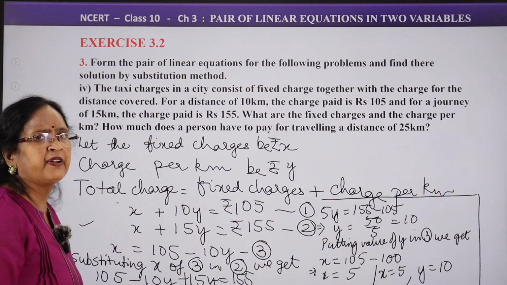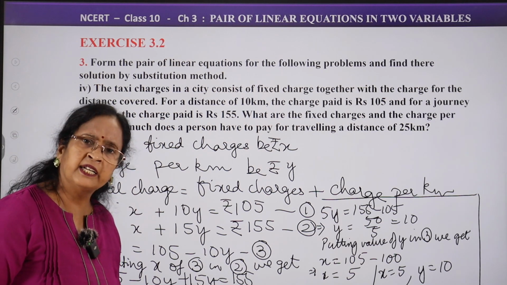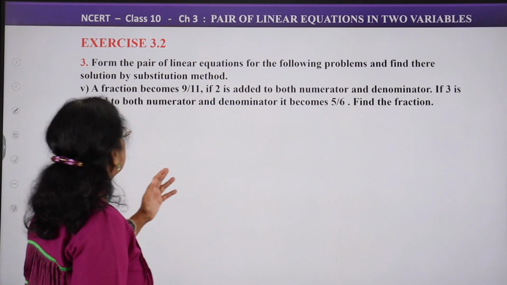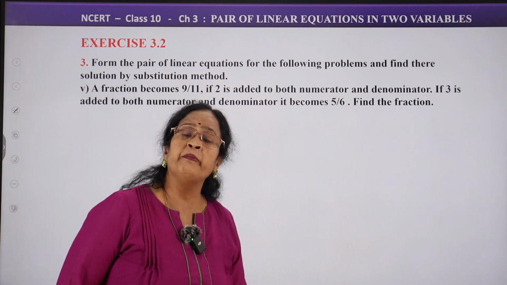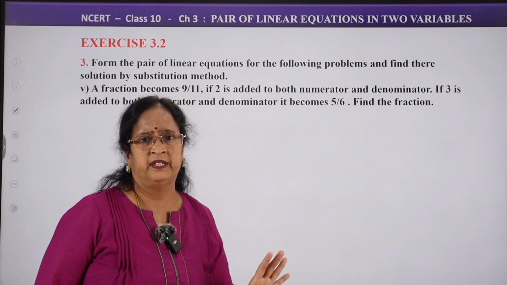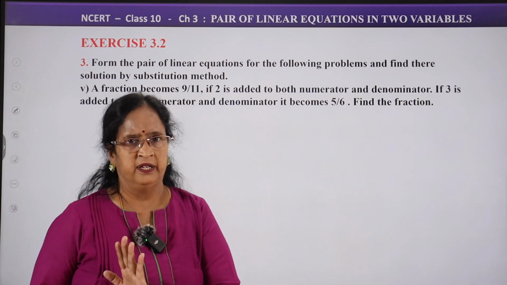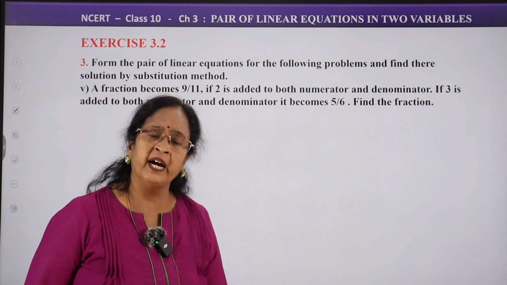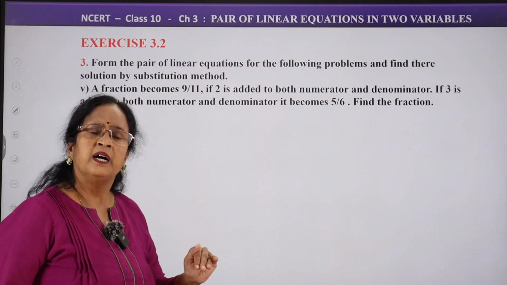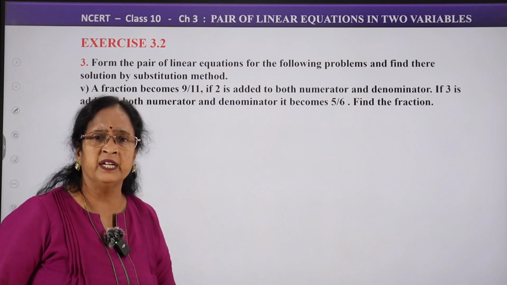And so, this is the way we solve this pair of linear equations. Is it clear? I think you have understood. Alright. So, after doing part 4 of the question, I forgot to mention it's a very important question. The total charge is fixed charge plus charge per kilometer. So, the previous question is really very important. That was regarding the total fares in the city, if you travel in a city.